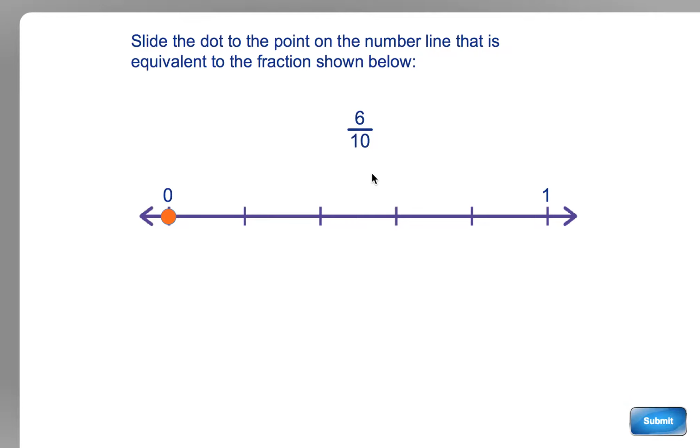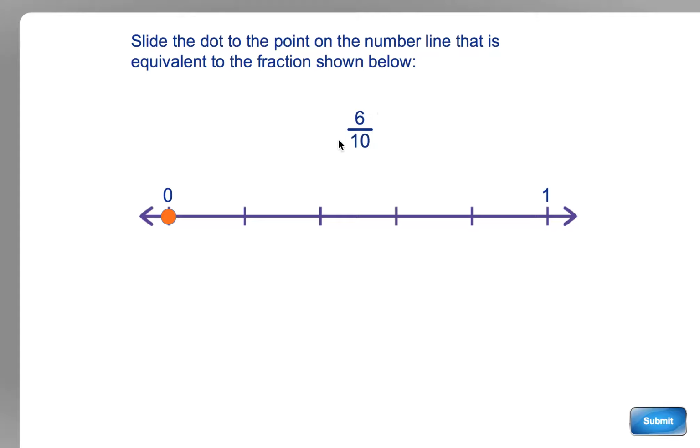Here we have 6 tenths. So in this case, the number line is divided up into 1, 2, 3, 4, 5. It's divided up into fifths. Okay, so if we've got 6 tenths, we need to think how many fifths is that? Well, fifths are half of tenths, aren't they? 10 divided by 2 is 5. So we need to divide 6 by 2 as well.